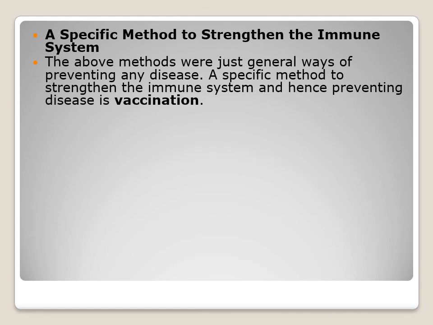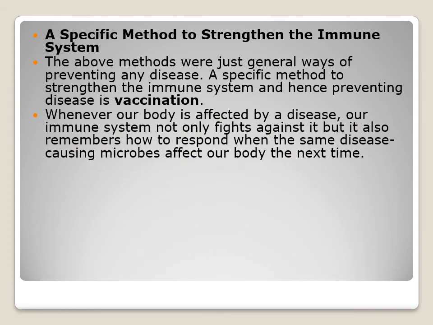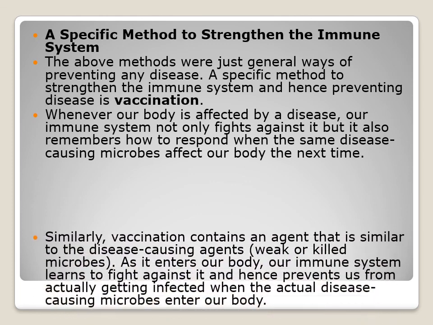Coming to the specific method to strengthen the immune system, one of the important ways is vaccination. Vaccination will always strengthen the immune system and prevent the disease, maybe for a very long term or throughout life. Whenever our body is affected by disease, our immune system not only fights against it, but also remembers how to respond when the same microbe attacks the next time. This is what is called memory.